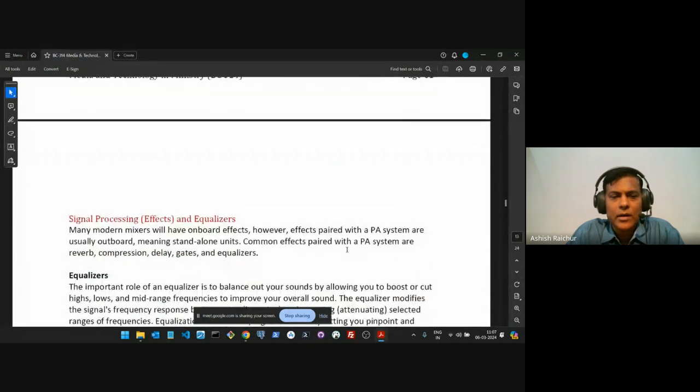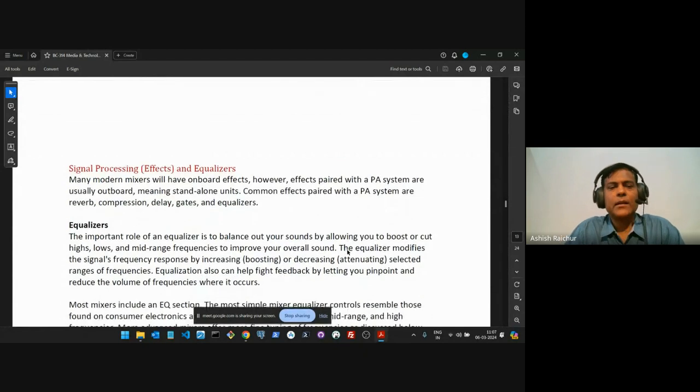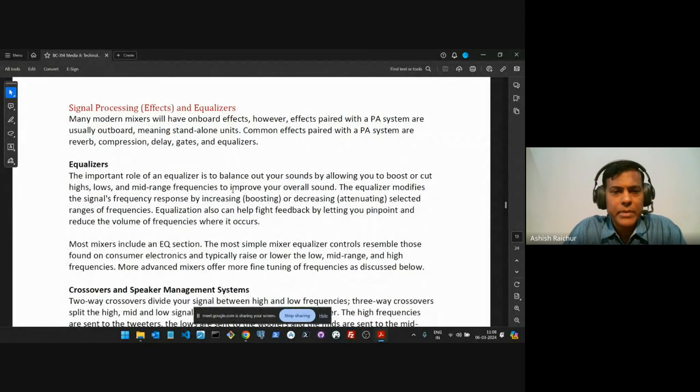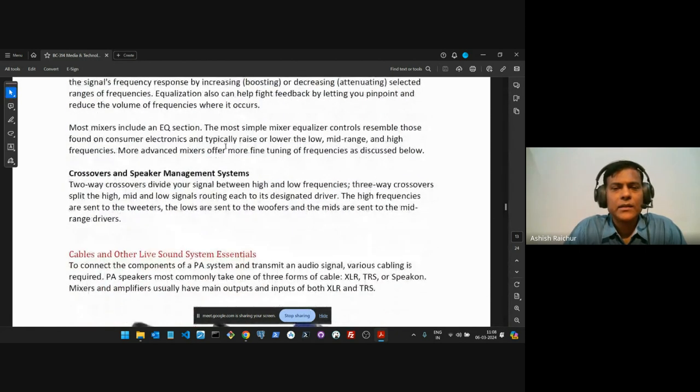There are a lot of options available. And many of these come with the equalizers built in. The equalizers can move up and down different frequencies so that the overall sound is balanced. There are other effects that people do with the sound, like reverb, compression, delay, and so on. You don't have to worry about it. It's what the sound person does to work with the sound. Just keep these things in mind.